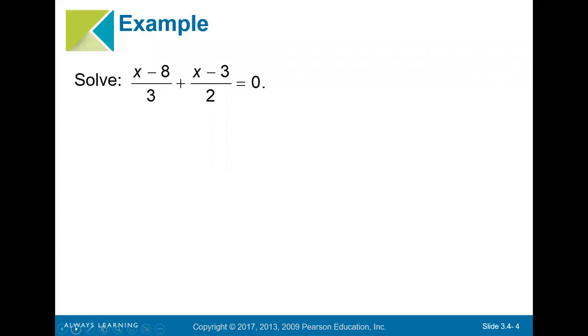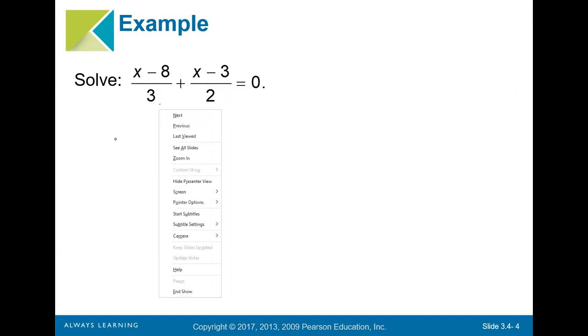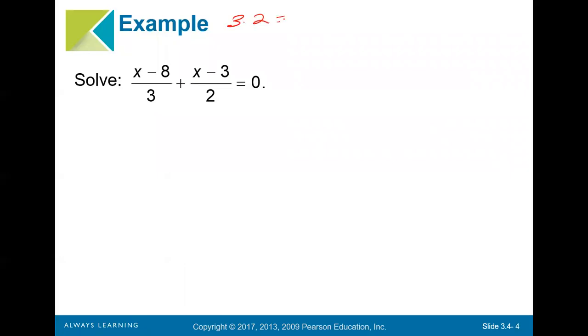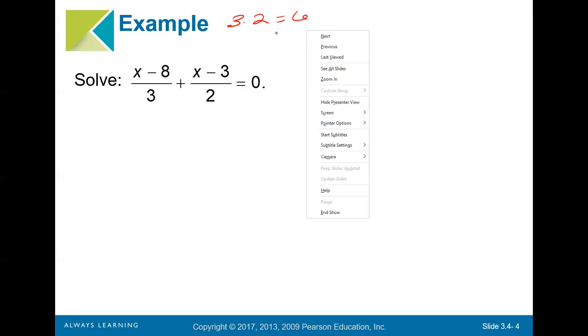If you notice here, we have 3 in the denominator and we have 2 in the denominator. So we need to determine what's the least common denominator, a number that both 3 and 2 will go into. Maybe not the same amount of times, but they will go into. So I can say 3 times 2, which is 6. I know that's the smallest number they both go into. And how did I know that? 3's prime, 2's prime. And I know if I multiply them together, I'm going to get the answer I need.